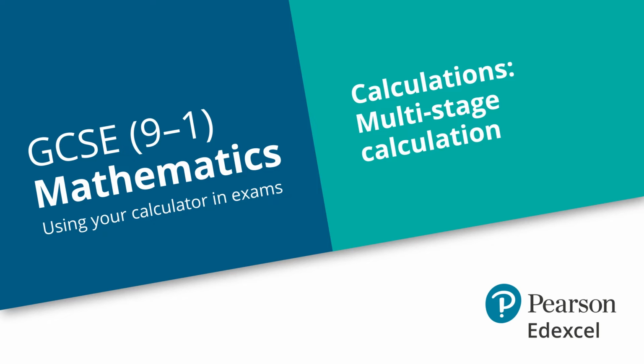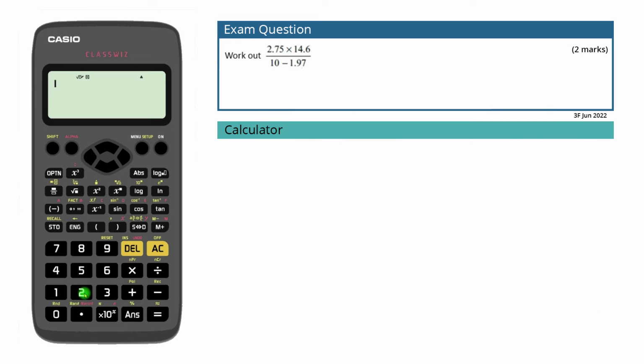This section is on how to enter and evaluate multi-stage calculations. The first question is, work out 2.75 times 14.6 all over 10 take away 1.97. There are two ways to calculate this fraction. The first method is to calculate the numerator and the denominator separately.